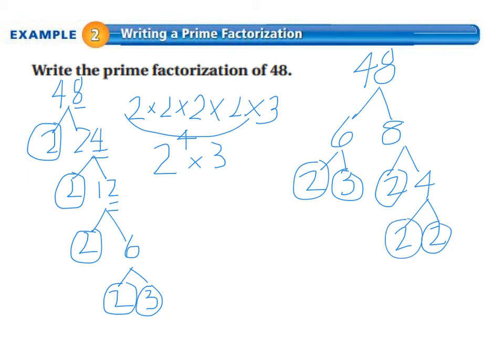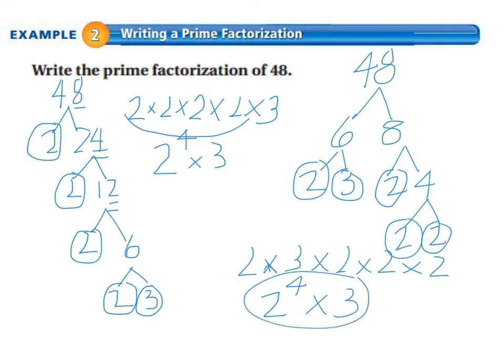Now I have all prime numbers. Rewriting my factorization, I would have 2 times 3 times 2 times 2 times 2. And if I combined all my 2's into a power again, I would have 2 as my base, and 1, 2, 3, 4 2's, so 4 is my exponent, times 3. And my answers match.